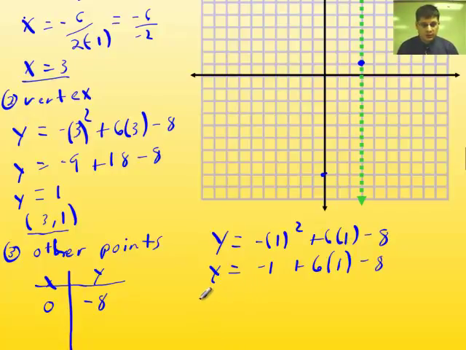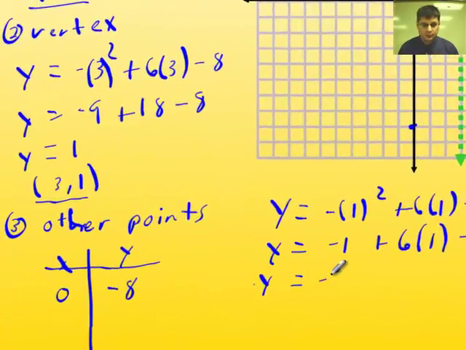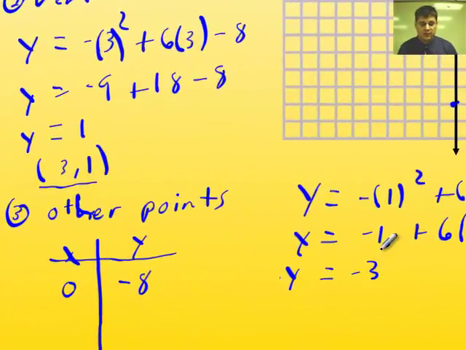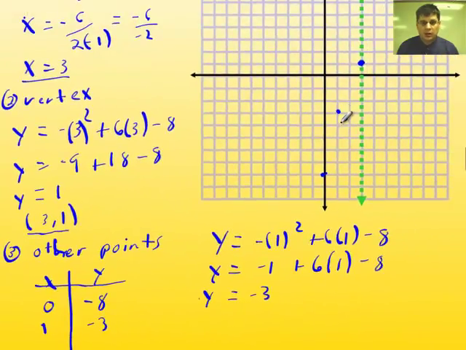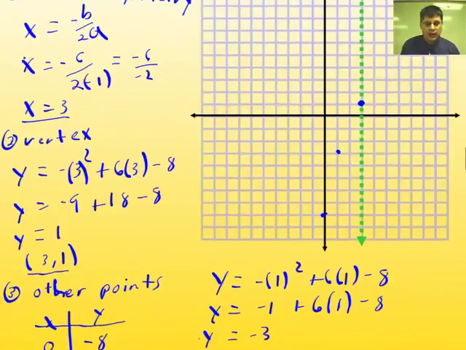And so, well, that's going to give me 6. So -1 plus 6 is 5, minus 8 is -3. Which makes sense because it's not as low as -8, but it's not as high as the vertex. It's in between. So on my table, I'm going to put in 1 and -3. So we'll plot that here. (1, -3).